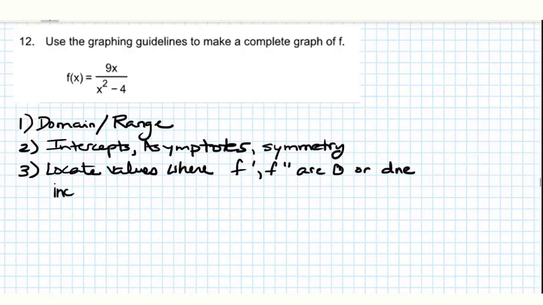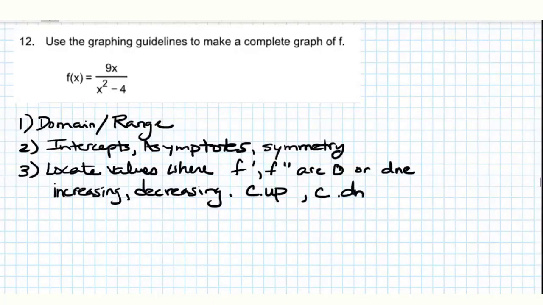So look for increasing, decreasing, concave up, and concave down. The points where the graph changes from increasing to decreasing, of course, are your relative extrema. And then you have inflection points where they change from concave up to concave down. So these are the three main categories of things that we need to think about.